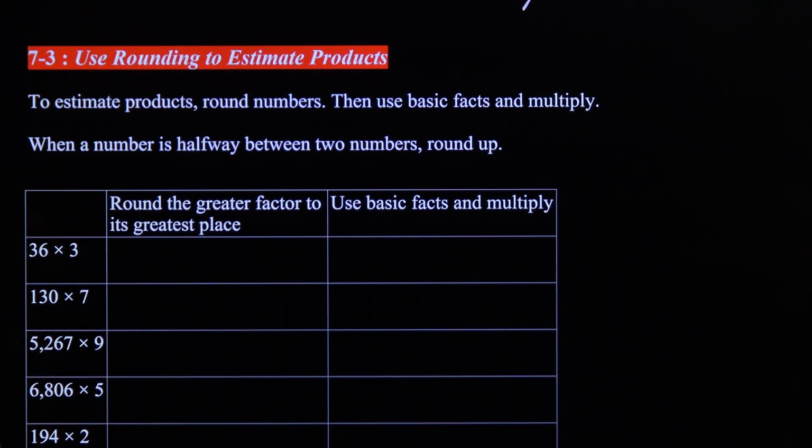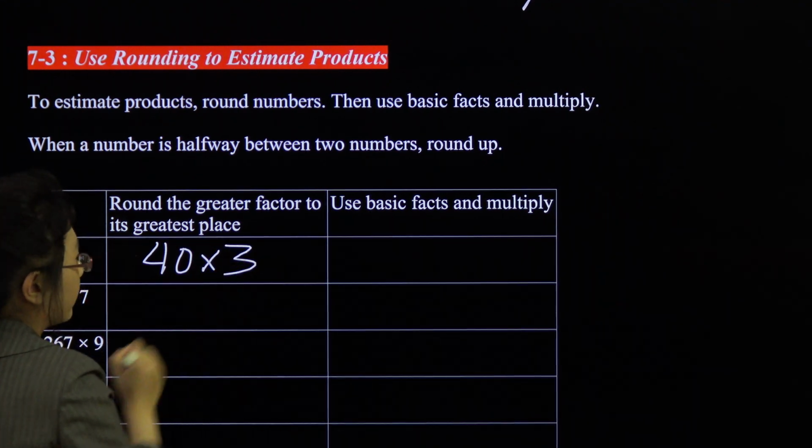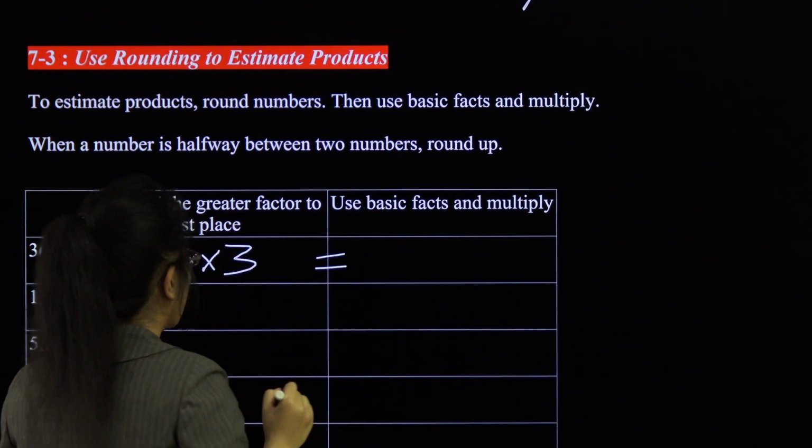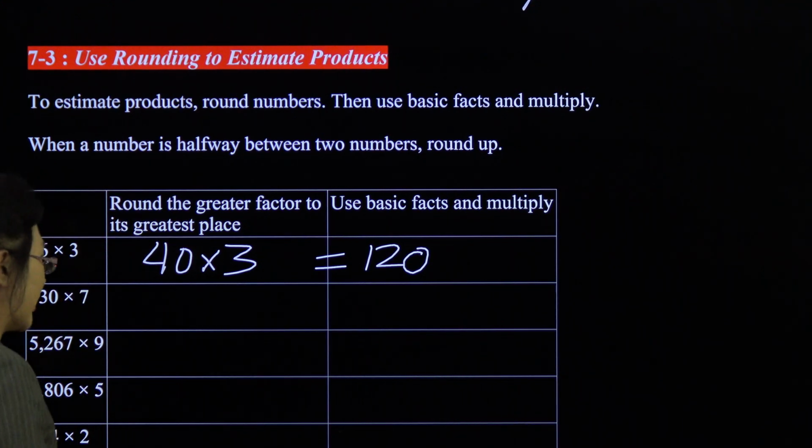So round the greatest factor, well, the greater factor, since there's only 2 factors right now, and you guys haven't started on multiple factor multiplication, really, to its greatest place. So essentially, you see the greater factor is 36 over here. Its greatest place is the tens place. So we're going to round 36 to the tens place. You look at the ones place, it's a 6. 6 is bigger than 5, which means that you are rounding up. This would be 40 times 3. And then you use basic facts and multiply. 40 times 3, 4 times 3, 12. You add on a 0, 120.